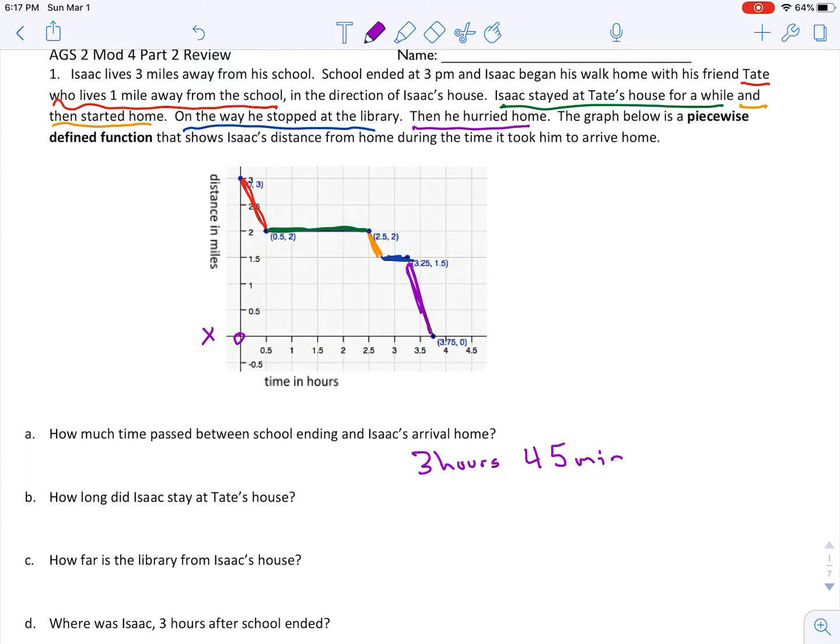How long did he stay at Tate's? Okay, that's the green section. So my green section goes from 0.5 to 2.5, so 2 hours.